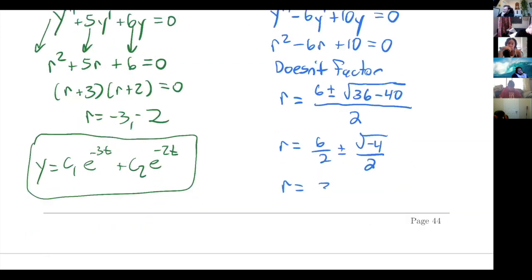So here our roots are 3, and when we take the square root of a negative number, right, this would give me 2i. So these would be an example of a situation where we have complex roots. So in this case, we would get 3 plus or minus i as the roots here.